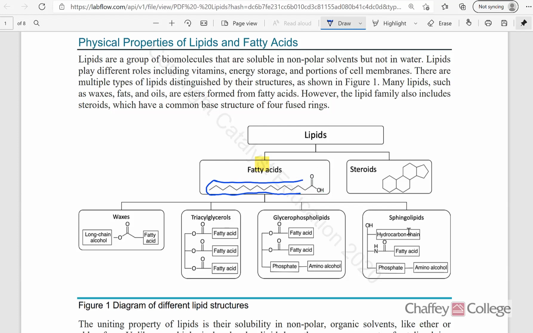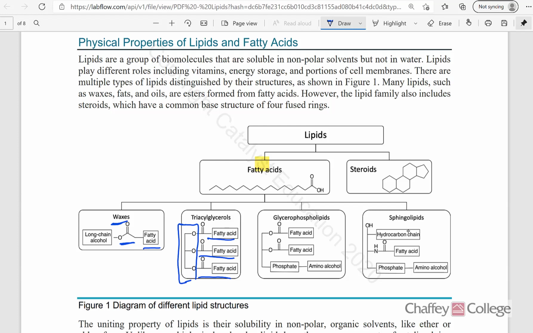Fatty acids are further subclassified into 4 categories. So first category is waxes. In waxes we have an ester group in the middle, and on one side of ester group we have a long fatty acid chain, and on the other side we have a long chain alcohol. The second category is triacyl glycerols. In triacyl glycerols we have a glycerol backbone, and we have 3 fatty acid chains connected to the glycerol backbone.